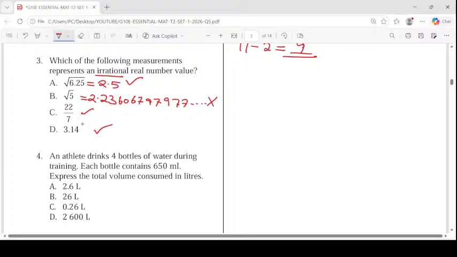Why am I saying it is rational? 3.14 is a decimal that is terminating. As long as it has an end, it becomes a rational number. So the one that is irrational here becomes root 5, which is choice B for boy, for our case in question number 3 there.